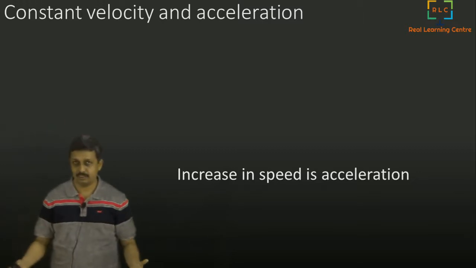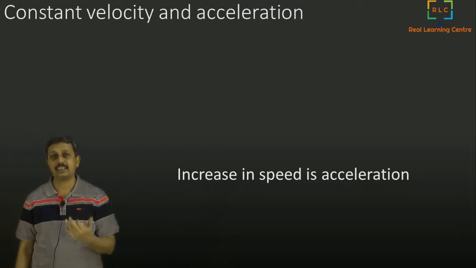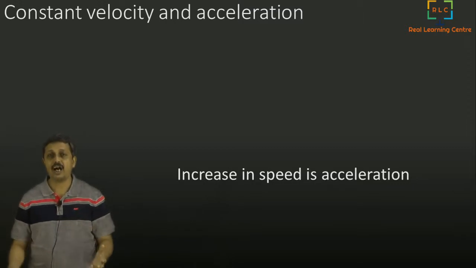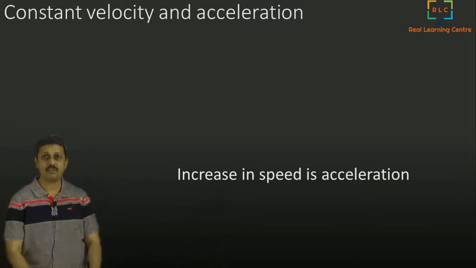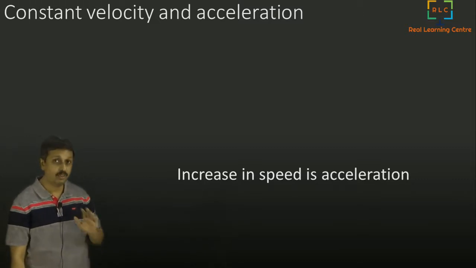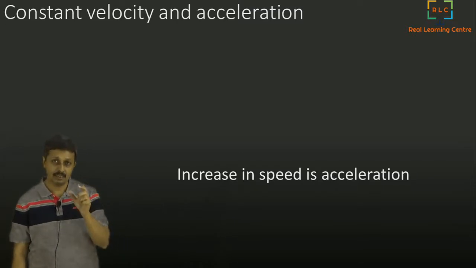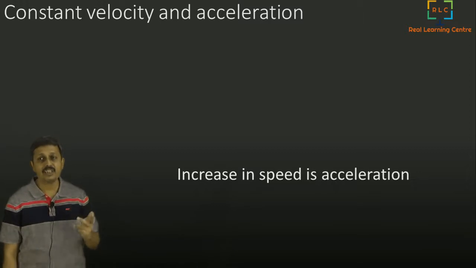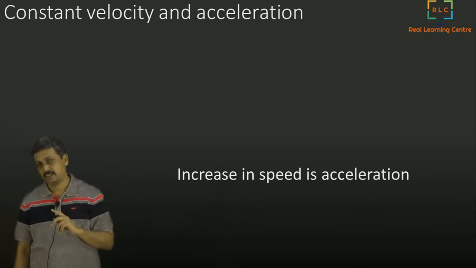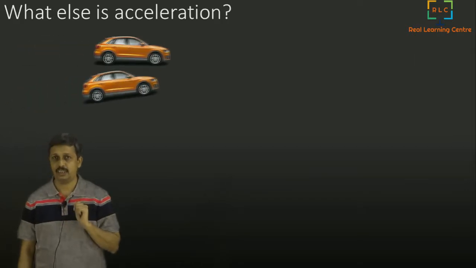Let's start with the first understanding. Whenever you are increasing the speed, you are accelerating. So in a bike you accelerate. In a car you press your accelerator pedal and you accelerate, you increase the speed. So the word accelerator comes from this word acceleration. Okay, whenever you are increasing the speed, you are accelerating. So that is not the only scenario. Let's take another scenario.